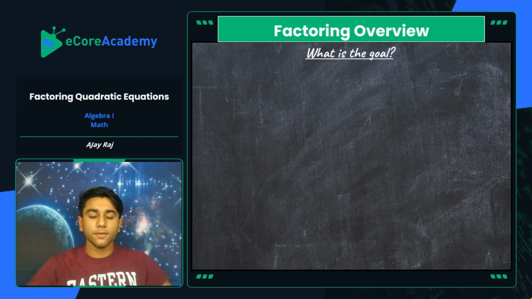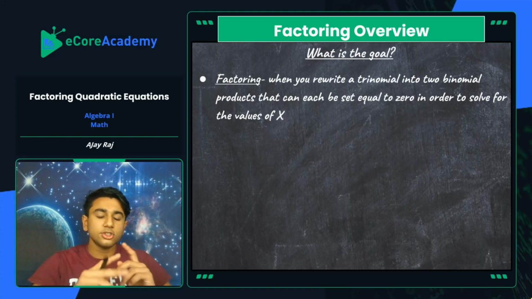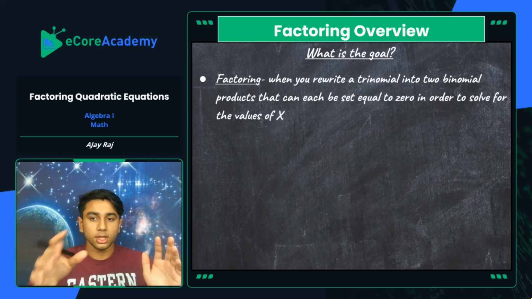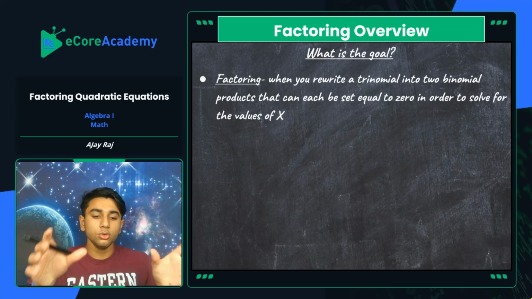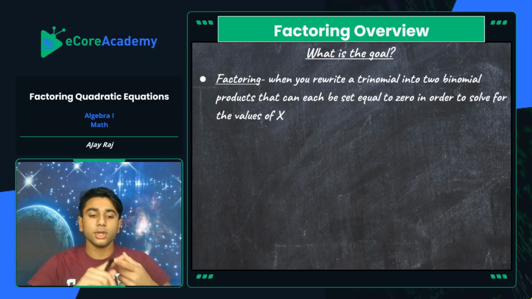Now, we know what quadratic equations are. They're representative of our regular parabolas, and they have to do with x being squared. So factoring is when you rewrite a trinomial, in this case ax squared plus bx plus c, a quadratic equation, into 2 binomial products. You're taking a trinomial, 3 terms essentially, and breaking it apart into 2 different binomials, so 2 terms and 2 terms that both multiply together to create that trinomial.